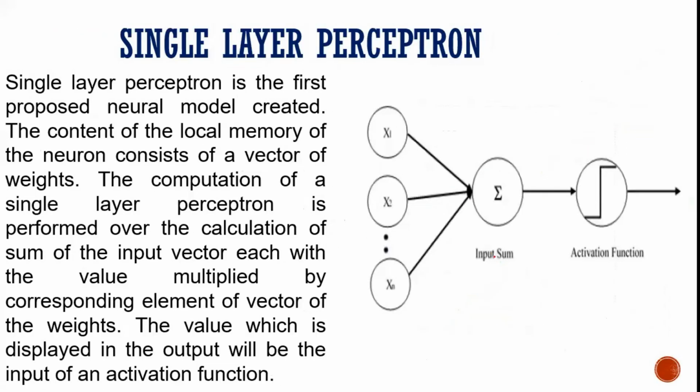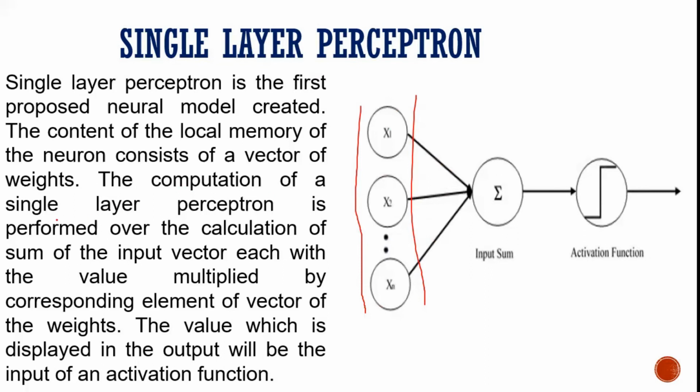What is a single layer perceptron? A single-layer perceptron is the first proposed neural network model. The contents of the local memory of the neuron consist of a vector of weights. Vector means a single row or a single column. So the local memory of the neuron consists of a single vector of weights, only one. These are inputs, and the weights we have also seen are a single layer, so a single vector.